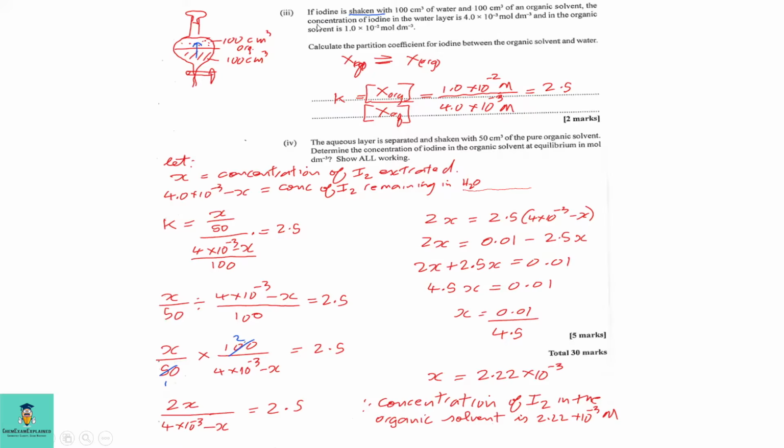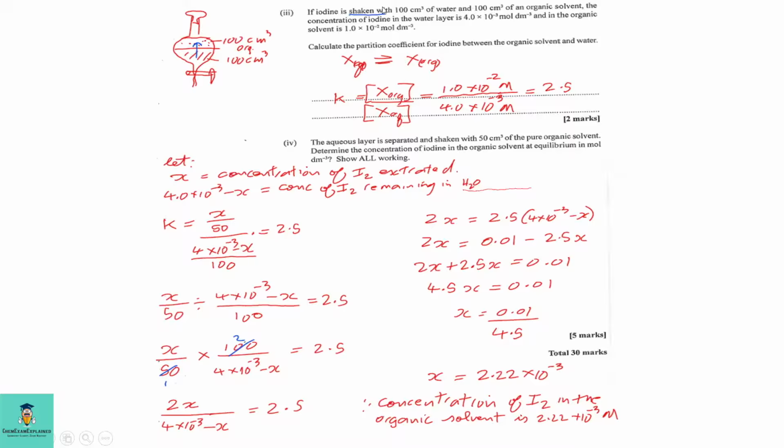D part 3. If iodine is shaken with 100 cm³ of water and 100 cm³ of an organic solvent, the concentration of iodine in the water layer is 4.0 times 10 to the minus 3 moles per dm³, and in the organic solvent, it is 1.0 times 10 to the minus 2 moles per dm³. Calculate the partition coefficient for iodine between the organic solvent and water. Now, based on this question, you'll see that the higher concentration is in the organic layer.